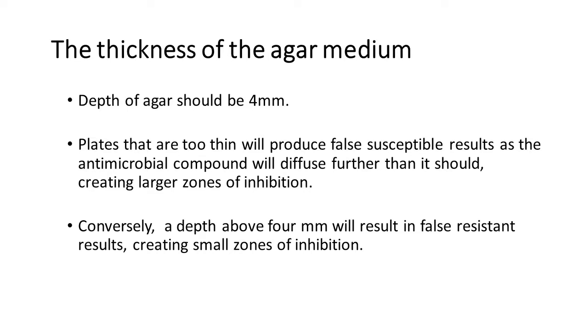Thickness of the agar medium. Normally when we prepare the agar medium, the depth of the agar should be 4 mm. Plates that are too thin will produce false susceptibility results, as the antimicrobial compound will diffuse further than it should. That means if it is very thin, less than 4 mm, the zone size is much larger. If the thickness is very high, it gives a smaller zone of inhibition.